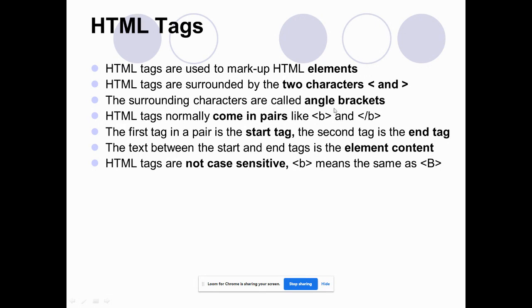The surrounding characters are called angle brackets. Normally, the HTML tags come in pairs, for example, angle bracket B and /B. The first tag in the pair is called a start tag, and the second tag is called the end tag. The text between the start and end tag is the element content. This is called the element, and it is the basic character of HTML. It is not case sensitive.